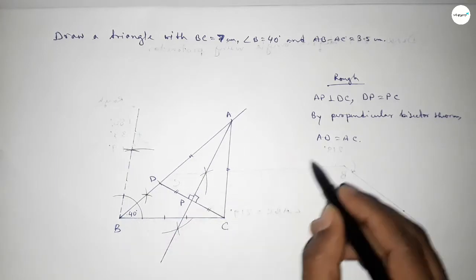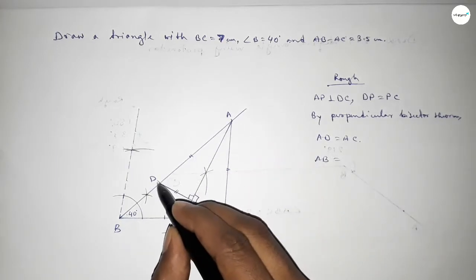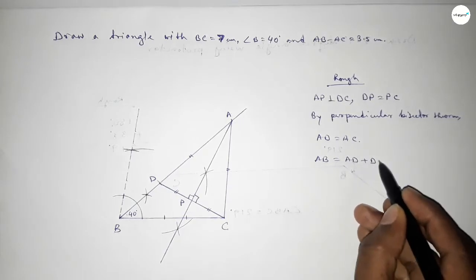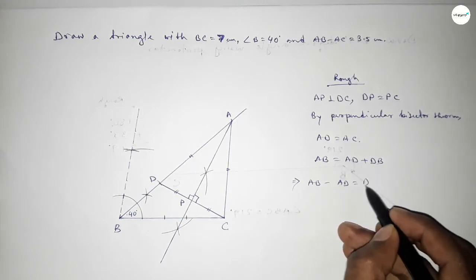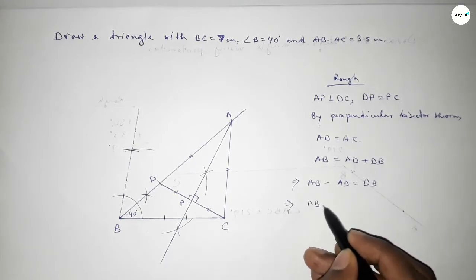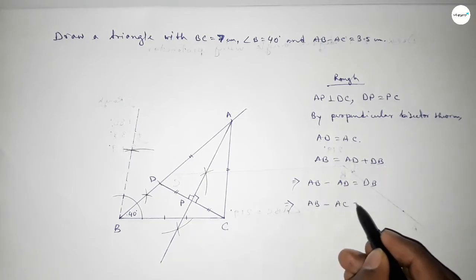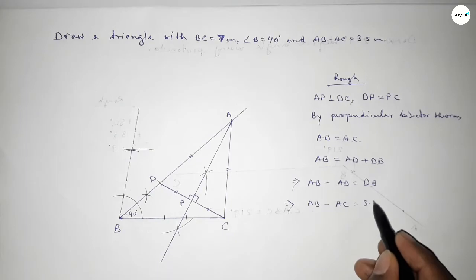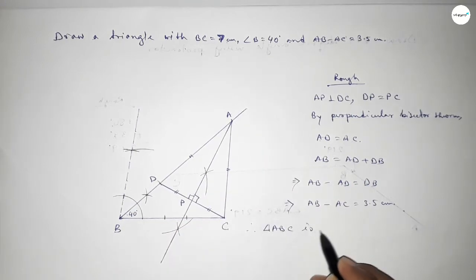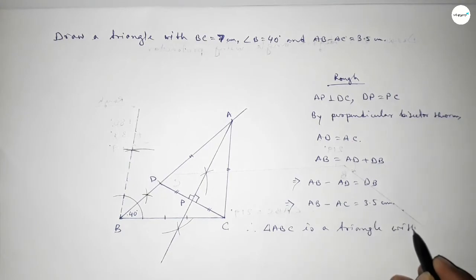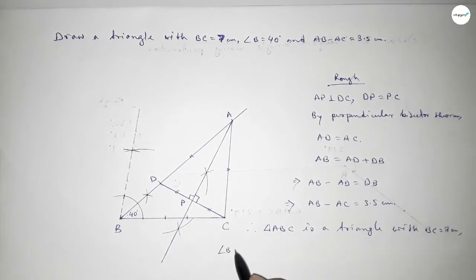Now we can write AB. So AB equal to AD plus DB or BD, which implies that AB minus AD equal to BD. Now replacing AD equal to AC, so here AB minus AC equal to BD equal to 3.5 centimeter. That's the proof. So therefore triangle ABC is a triangle with BC equal to 7 centimeter, angle B equal to 40 degrees and AB minus AC equal to 3.5 centimeter.